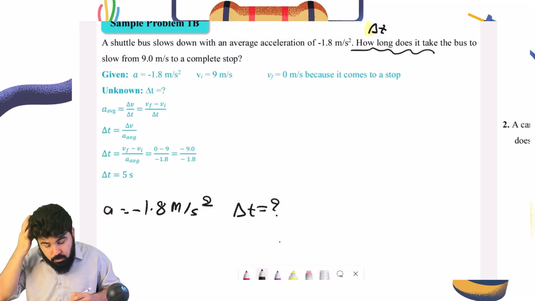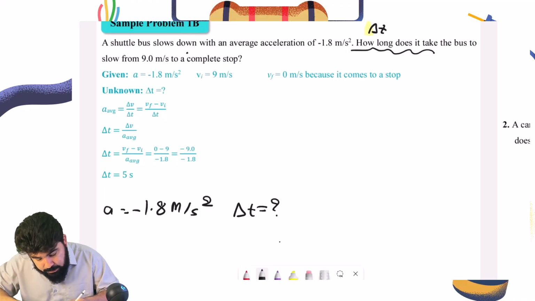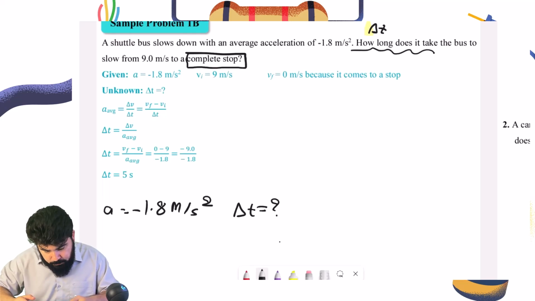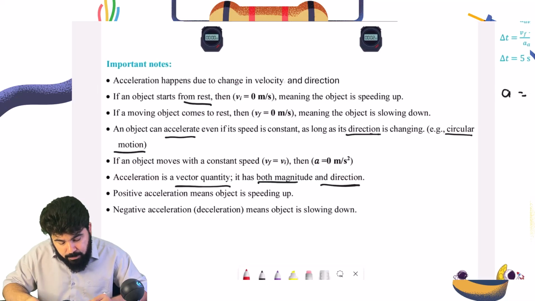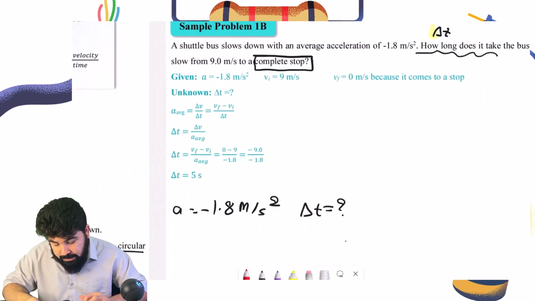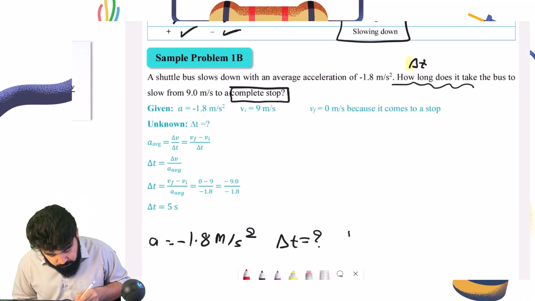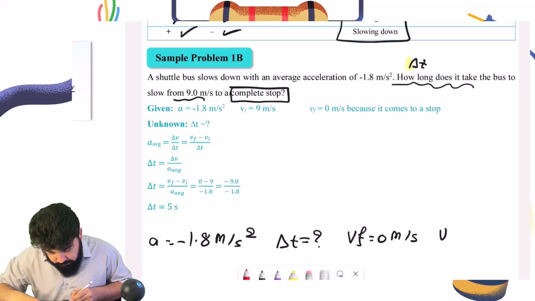It takes the bus to slow down from 9 meter per second to a complete stop. Look, it says complete stop. What does it mean? Let's go back to the note. It says if an object comes to a rest, a complete stop, it means v final becomes 0. Careful. So v final becomes 0 meter per second, and this one becomes v initial. V initial is equal to 9 meter per second.